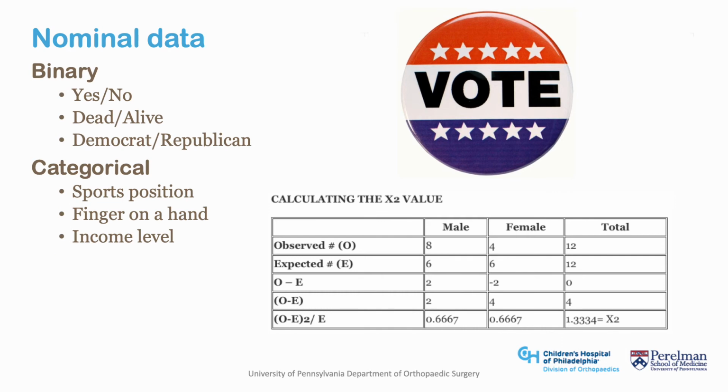Categorical data include nominal data with more than one possible outcome, like sports position, finger on a hand, or income level, assuming the income level is stratified into brackets. It takes the form of one of a limited and usually fixed number of values or categories. Chi-squared is a simple method of analyzing categorical data and tests the hypothesis that the number in a cell is independent of the category versus the alternative that they are related. In other words, the observed and expected frequency in each cell is not significantly different. Multivariate analysis is also available for categorical output.